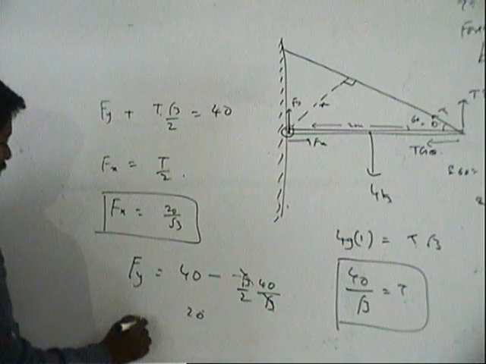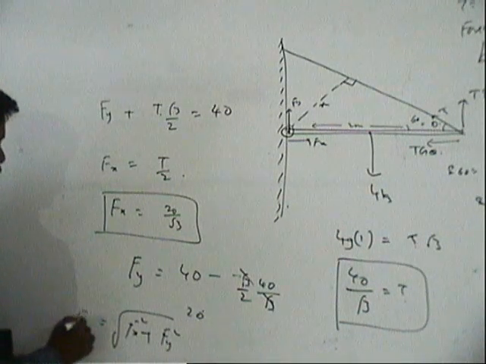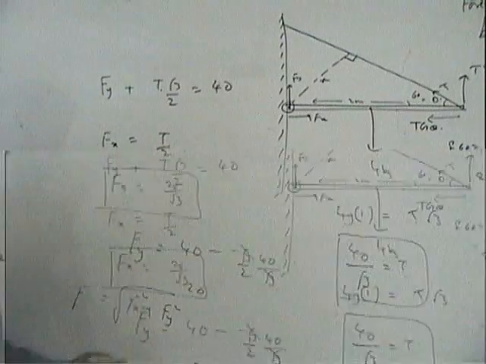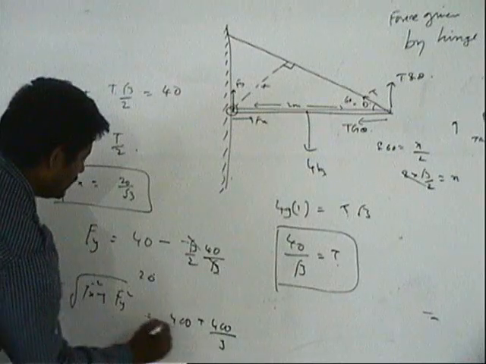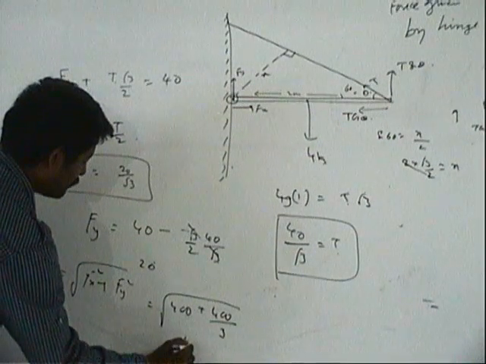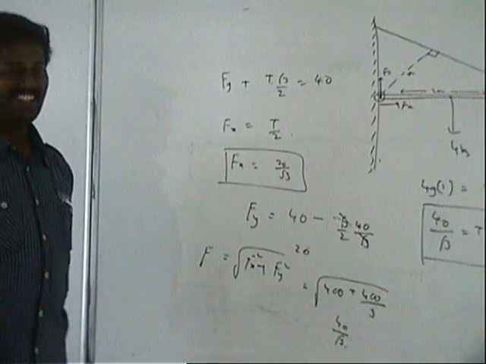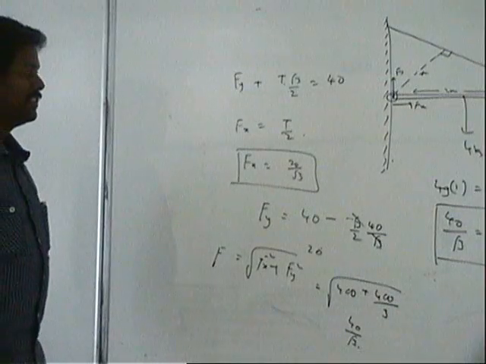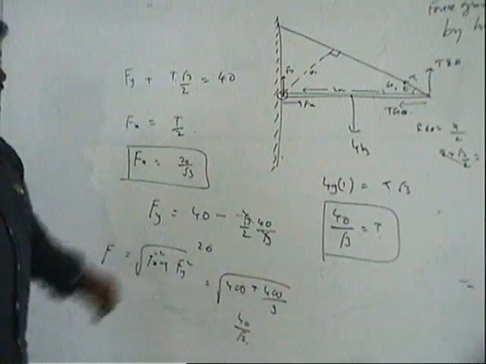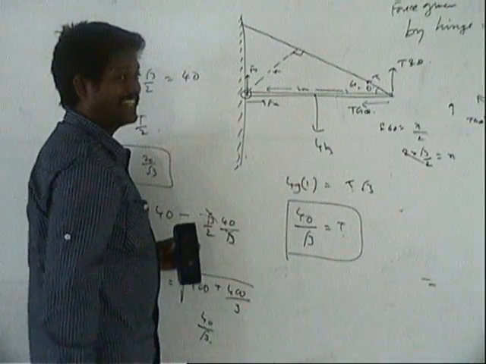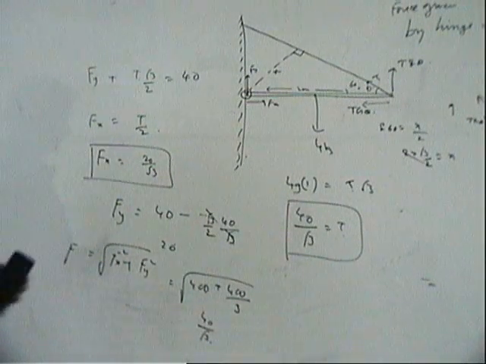Now, Fx squared plus Fy squared under root gives the net force given by the hinge. Therefore, you have 400 plus 400 by 3 under root. 1600 by 3 means 40 by root 3. That means it happens to be the same answer. The tension in the string is 40 by root 3. The force given by the hinge is also 40 by root 3. But it is inclined at an angle theta, where tan theta equals Fy by Fx. It's a very important concept.